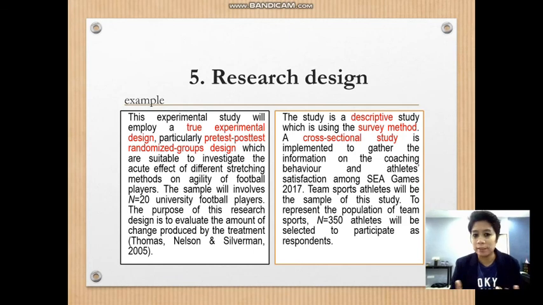Okay, so this is a sample of it. The left side will be the experimental, the right side will be the survey research. It consists of the points that I mentioned just now, and it's very simple. It can be elaborated more than that, but it is the rough idea of what research design is.